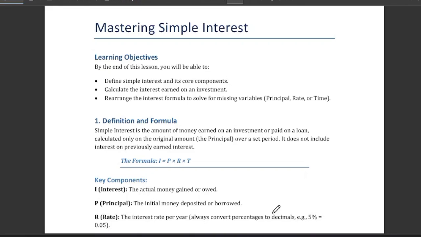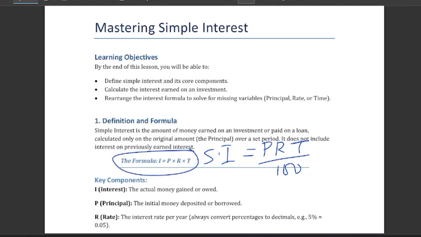Now, the formula for calculating simple interest is I equals P times R times T. Sometimes you can have it like this: SI, simple interest, is equal to principal times rate times time, PRT over 100. So the 100 there is because the rate is always in percentage. So that's why sometimes we can make use of this, or you make use of this. Whichever one you use, you still get the same thing. I hope I'm making sense.